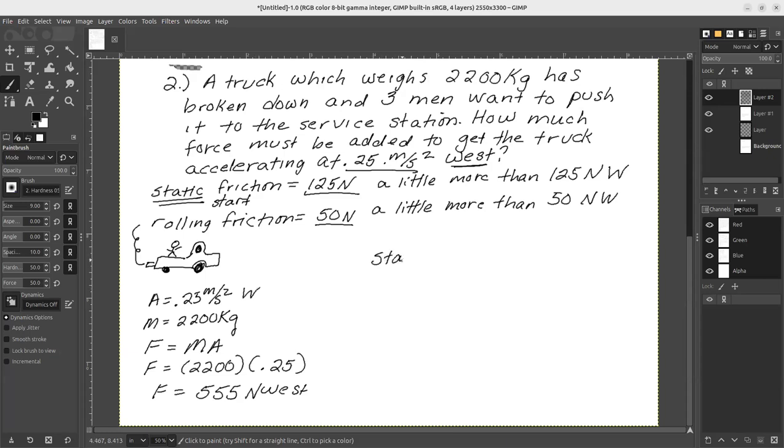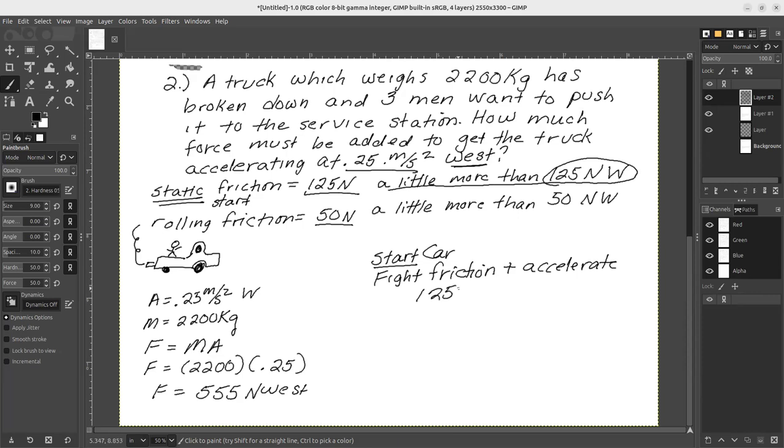Okay, remember, first thing you're going to do is start the car moving. You need to fight the friction. That's going to take some amount of force, and then you need to accelerate the car. So to fight the friction, to start, we're going to need a little more than 125 newtons. We're going to add in this amount to accelerate it, plus 555 newtons west. So we add them together, we're going to need 680 newtons west in order to start the car rolling.